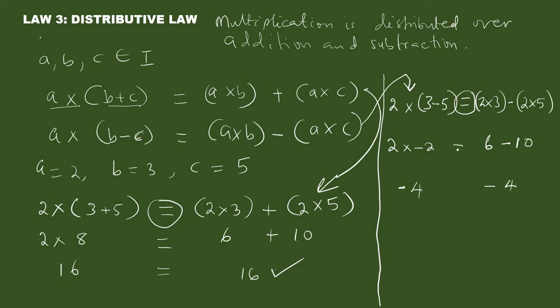So what can I say here? That multiplication is distributed over subtraction. So we can say that multiplication is distributed over addition and subtraction.